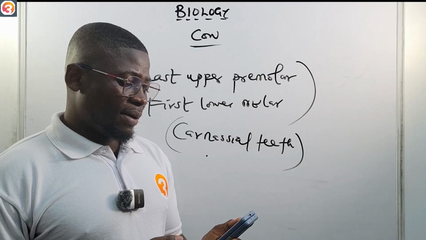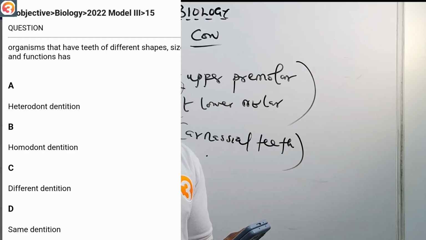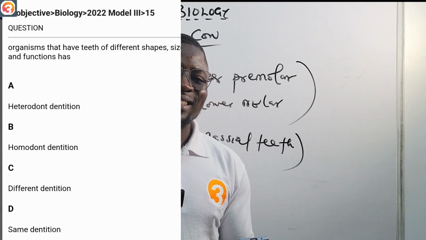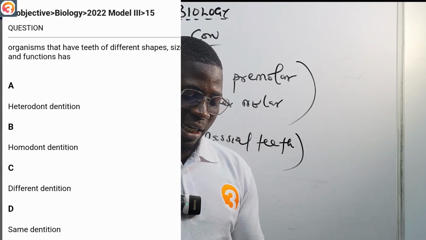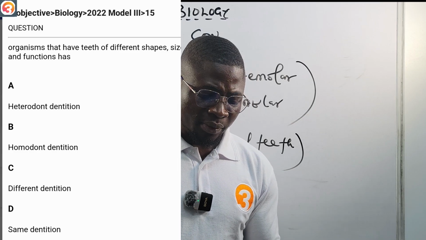2022 number 15 says, organisms that have teeth of different shapes, sizes, and functions. That is heterodont dentition. Different types of teeth, different shapes, different sizes, and different functions. That is heterodont dentition. That is very correct. Option A is very correct.